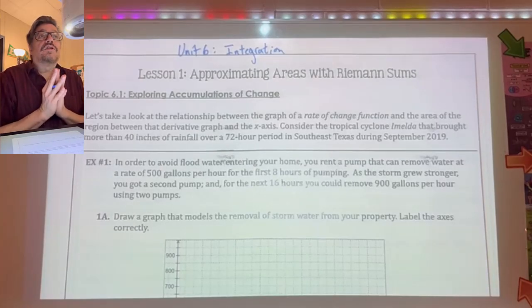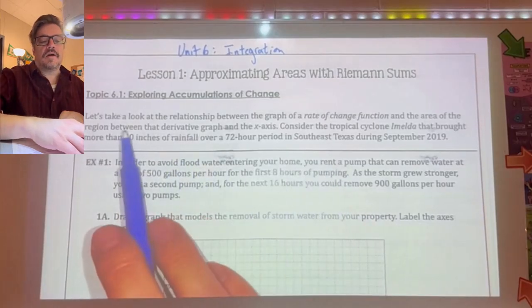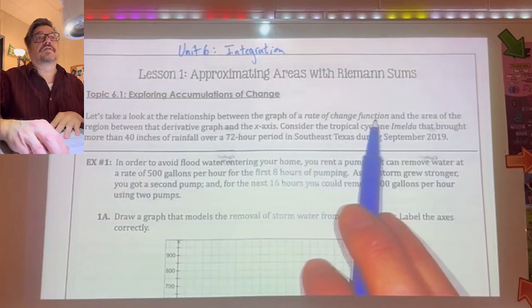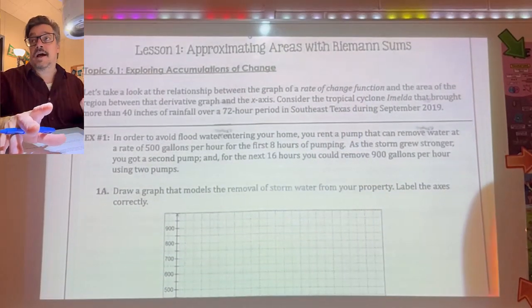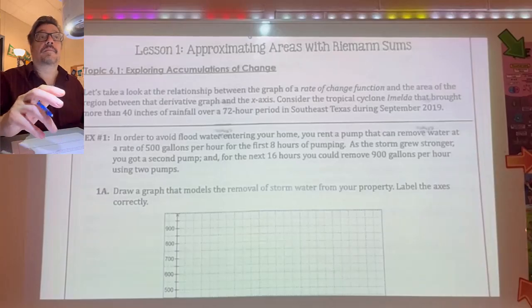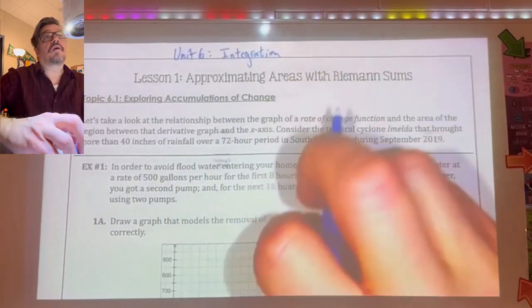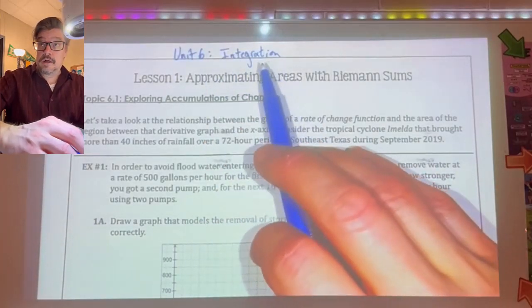All right, we're totally switching gears now. What we did for the entire year was deal with the rate of change functions, and we dealt with finding the tangent lines, the slopes on a particular curve. This is totally different now. We're doing a process called integration, and this is a big piece of Calc 2.